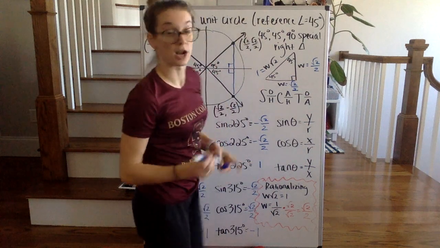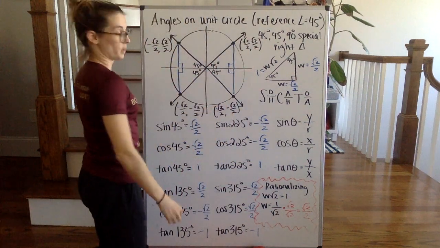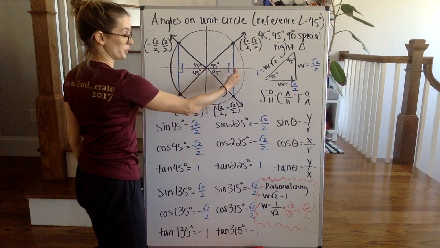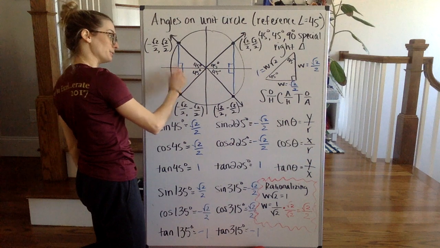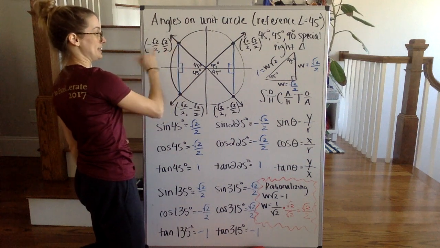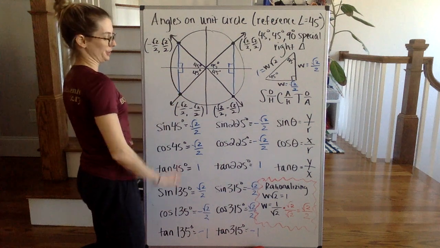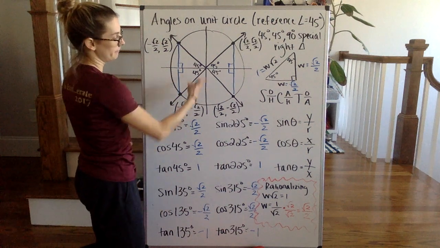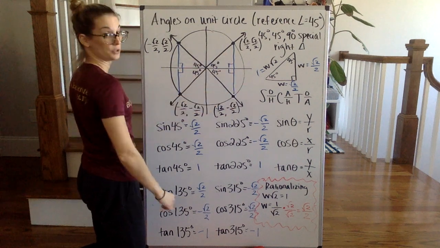It's an isosceles triangle. Two congruent legs. Therefore, look at your coordinates. Over root 2 over 2, up root 2 over 2. Both are positive. Back root 2 over 2, up root 2 over 2. Negative, positive. Back root 2 over 2, down root 2 over 2. Negative, negative. And finally, positive direction root 2 over 2, negative direction root 2 over 2.